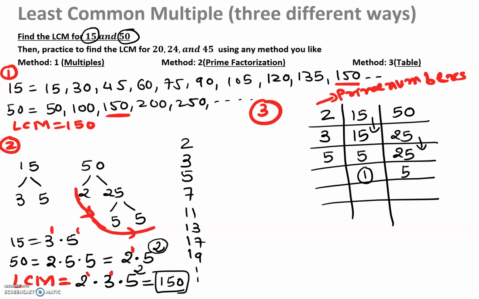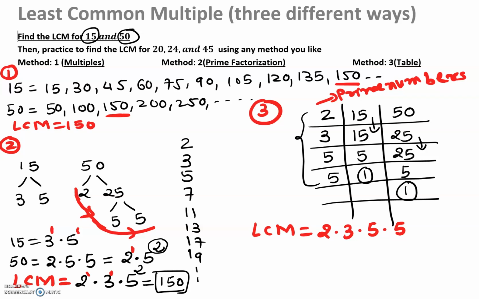So now we only have to worry about this column. Can 5 still work? Yes, it does. So we're going to say 5 times 1 is 5. As you see, we have 1 in both columns, so we're done with the process. My prime factorization is on this side. So this is my LCM. So now my LCM is 2 times 3 times 5 times 5.